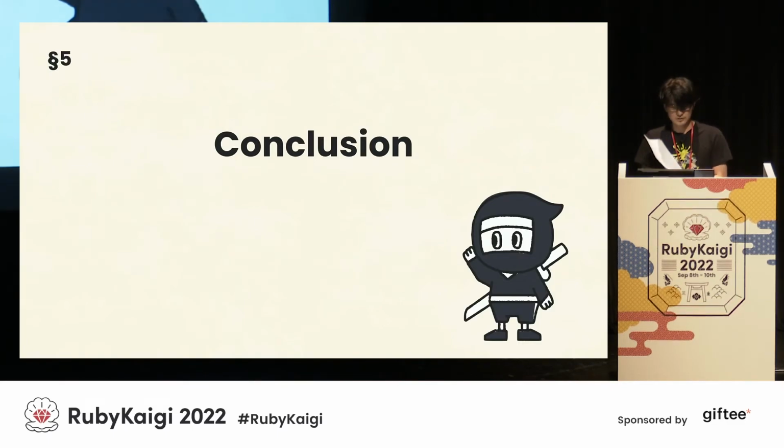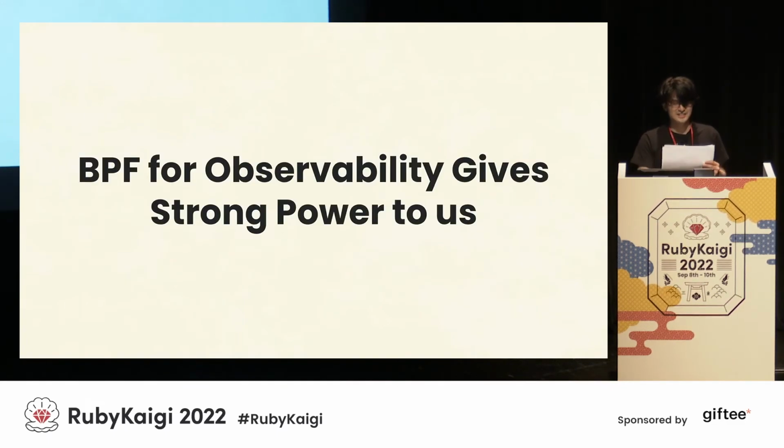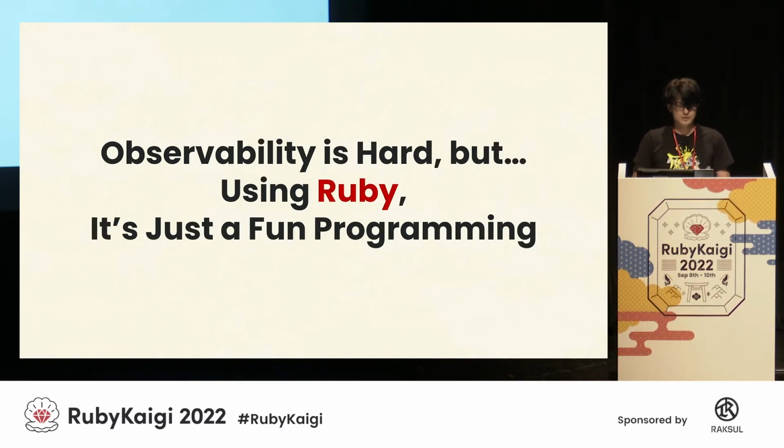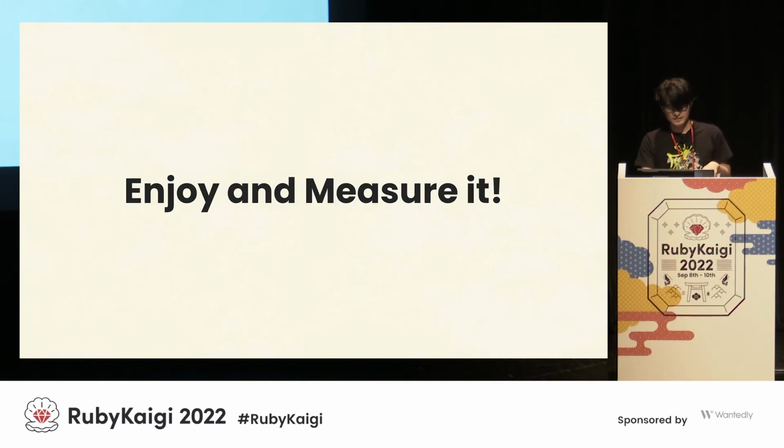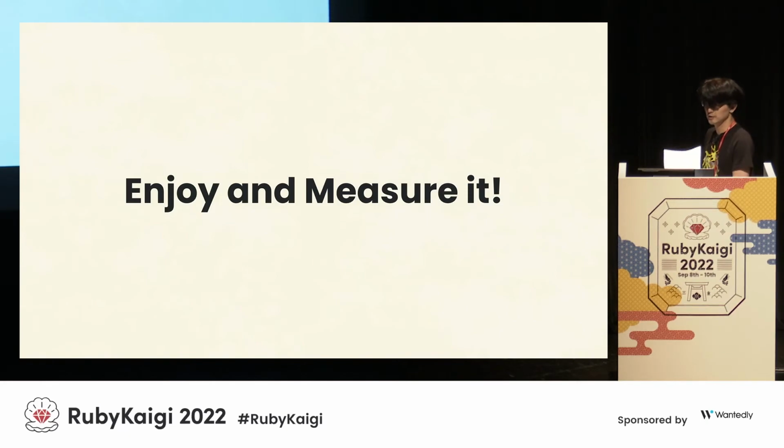Okay, so the conclusion is that BPF for observability gives us strong power, but observability is a hard way. But using Ruby, it's just fun programming. So observability is your best friend. Enjoy and measure your program using Ruby. Thank you.